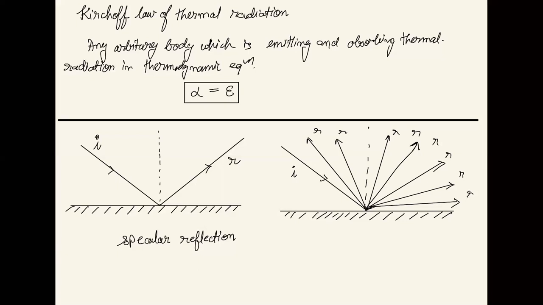Alright, so the idea is that there are two types of reflection, and a black body is particularly an example of diffusive reflection. It's a diffusive source. I hope this particular thing is addressed. Alright, now we move to the next topic of our discussion.